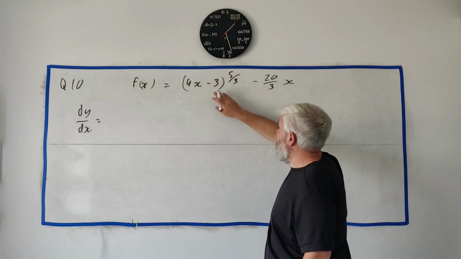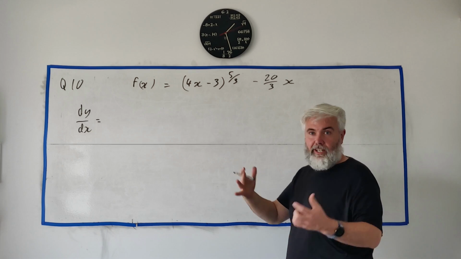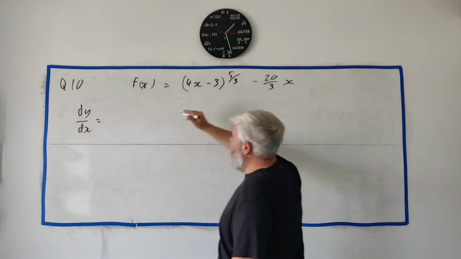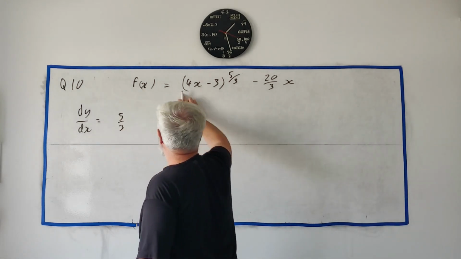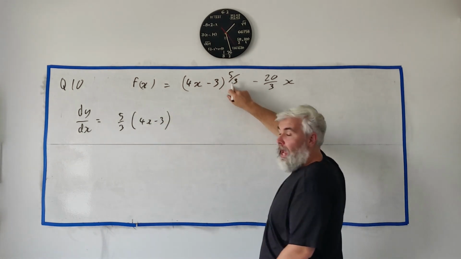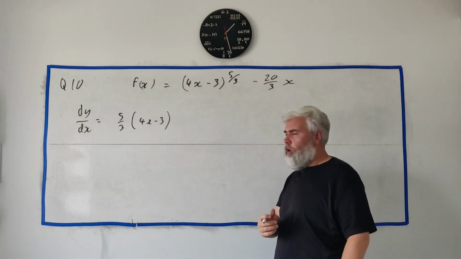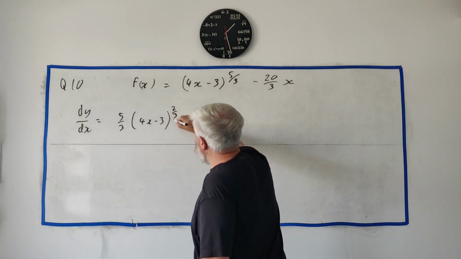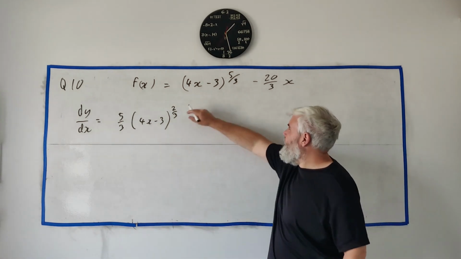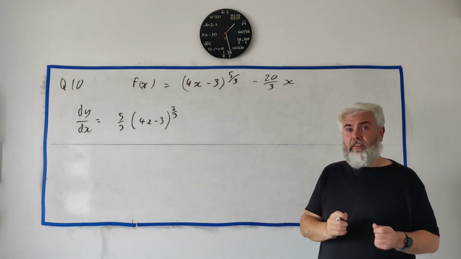The chain rule says we differentiate this bracket as if it was something else, like u is what the chain rule usually uses. So we get 5 over 3 multiplied by this bracket, 4x minus 3, and this power would change. It would come down 1. 5 over 3 minus 1 is 2 over 3. But that's cheating a little. This would have been fine if it had been x to the power 5 over 3, but it's not. So we cheated a little. We'll have to fix that cheat.